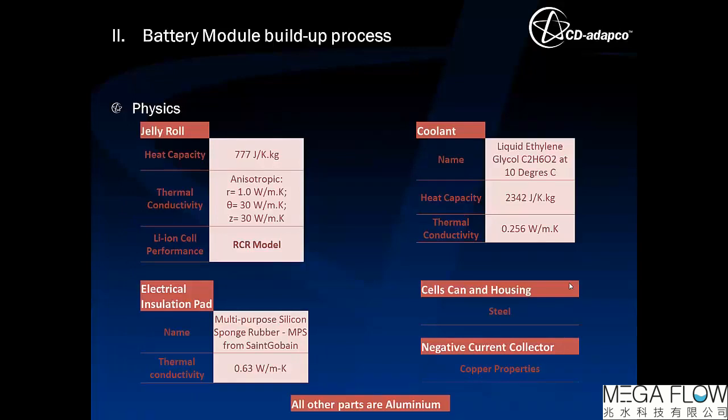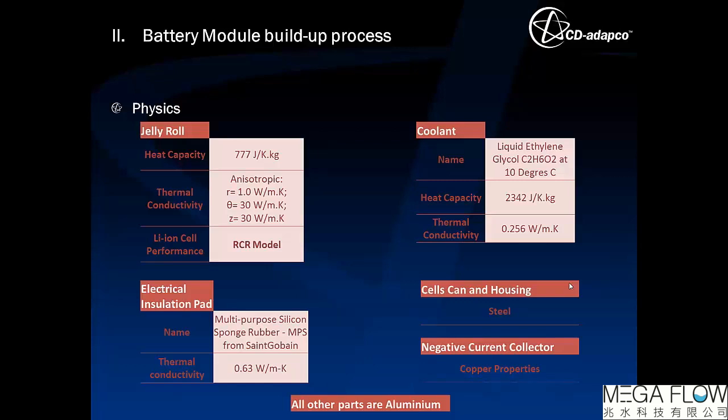After the meshing is done, we have to specify certain properties on the different parts of our model. I'm listing here the most noticeable properties for these parts. For instance, the jelly roll with its anisotropic thermal conductivity. We can notice that the thermal conductivity in the radial direction is quite small compared to the other directions, theta and z. Also, reminding that for the cell performance model, we are using the equivalent circuit model that we name RCR, and that was prepared previously by Bob.